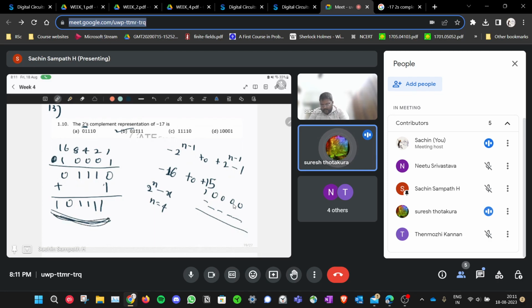This would be a number. See, but if you do the 2's complement for this number, you'll actually get plus 17, not minus 17.